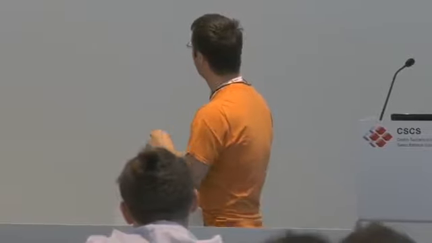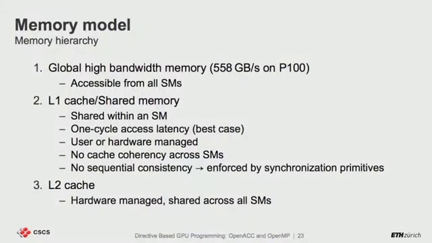Then on each SM, you have, as I showed you before, what is called shared memory or level 1 cache. It can be used as both. Either you can manage it yourself or let the hardware manage it for you, so as to behave like a normal cache on the CPU, but you can also use it yourself, allocating arrays or parts of arrays inside there. It is shared within an SM, and it's very fast, so ideally it has 1 cycle access latency.